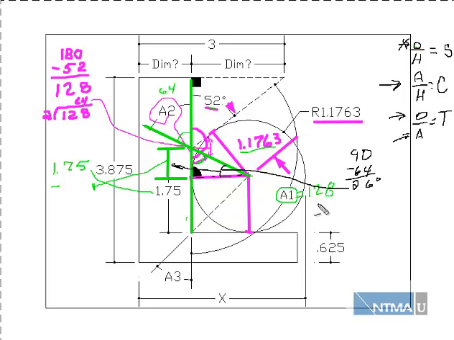Hey, we can use that formula then. So all I have to do is plug into my calculator 1.1763. Wish I could write better, but sorry, folks. You could get the idea.